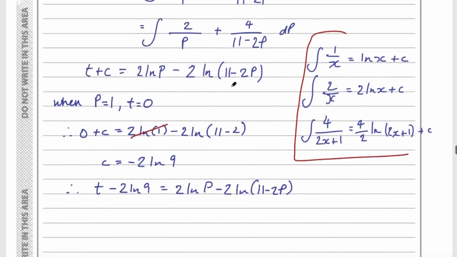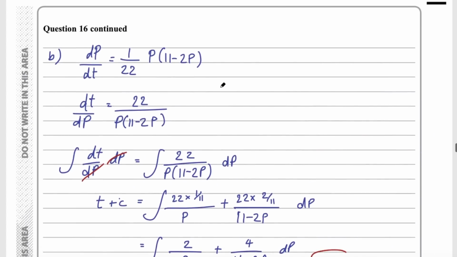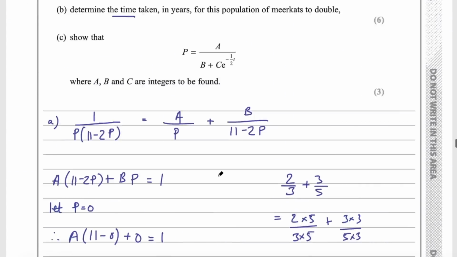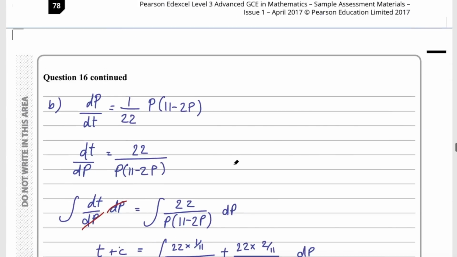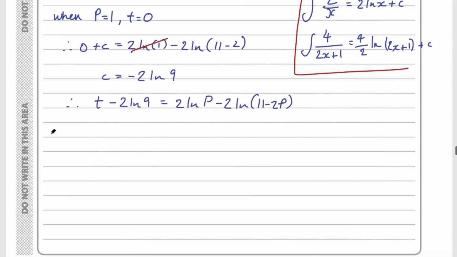And remember, we still actually haven't answered the question. We've done all the work ready to answer the question, but the question did say, determine the time taken in years for this population of meerkats to double. So what would happen if the population doubled? Well, that would be p equal to 2. So 2,000 meerkats, p would equal 2. So we need to find when p equals 2.